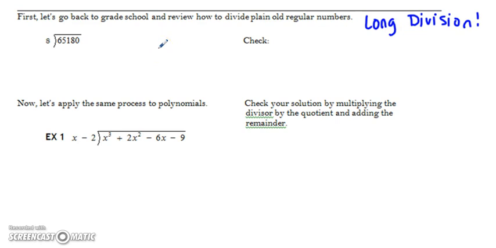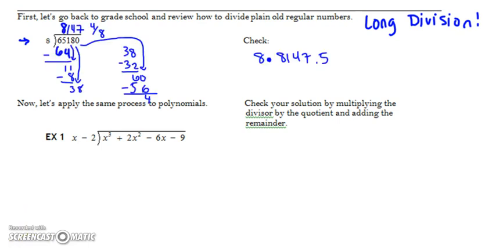Okay, so what I'd like you to do is take a little trip back in time, and I want you to use long division to divide 65,180 by 8. All right? So I'm going to pause this while I do my work. You do yours, and then we'll come back in a moment and compare notes, all right? Okay, see you back here in a minute.